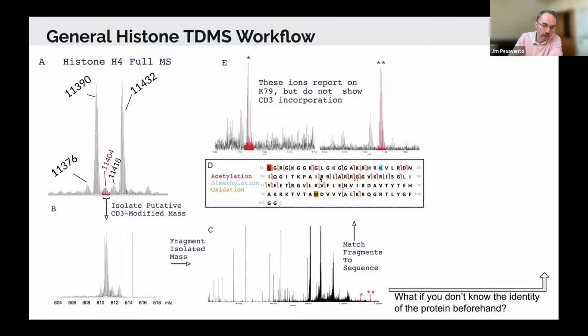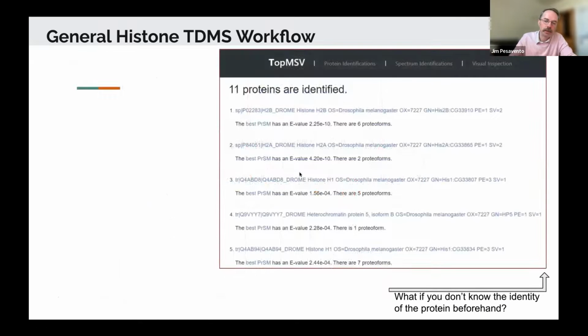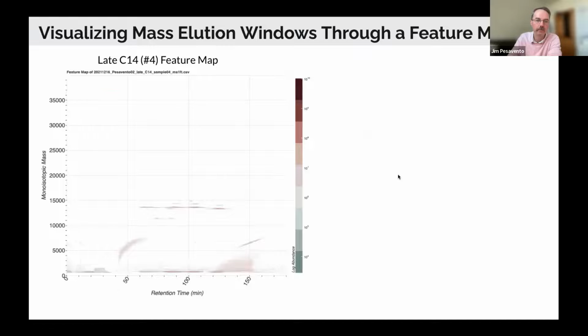But if you don't know this protein a priori, you can use databases and take all this data, put it into these databases, and it'll kind of pump out and show you what proteins are likely there. So this data looked great. We were getting information on the histones from our extracts using mass spectrometry, and we were using these databases to identify them.